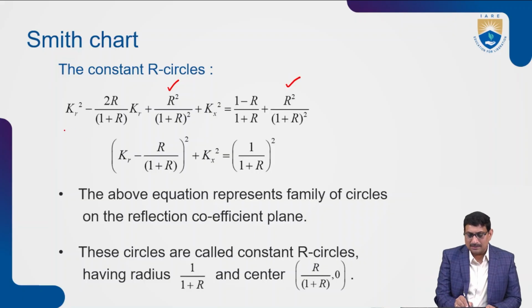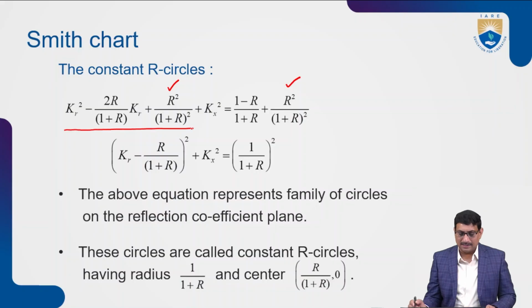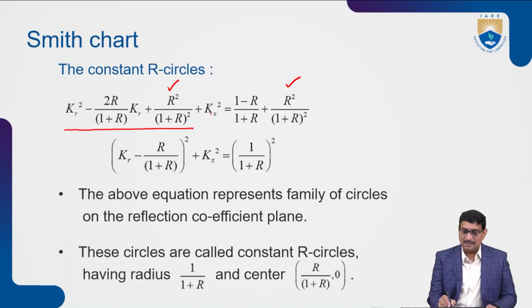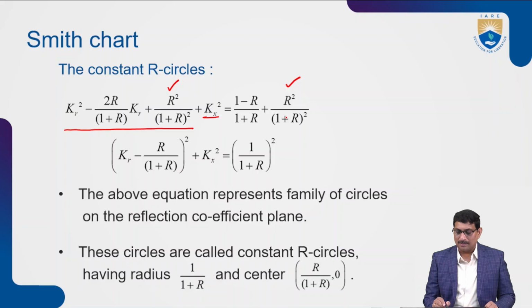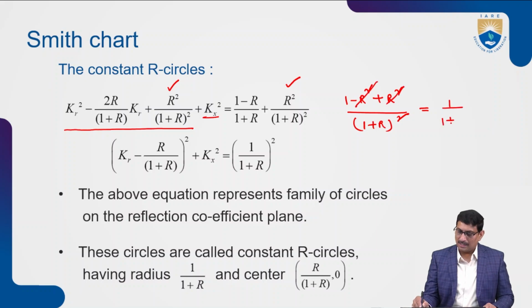So the first three terms together I can write as a perfect square, (k_r − r/(1 + r)) whole squared, plus k_x squared, the other one, equal to 1 minus r divided by (1 + r), plus the added r squared divided by (1 + r) whole squared. Simplifying, the LCM is (1 + r) squared. Then (1 − r) into (1 + r) is a squared minus b squared form, plus r squared.